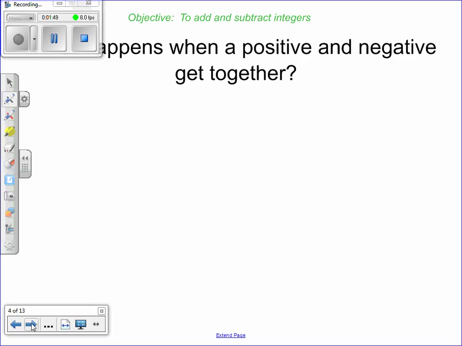Okay, what happens when a positive and negative get together? Just a quick review, all right? If we're combining one positive with one negative, put a positive and a negative in a box. Open up the box a second later, what's in there? Absolutely nothing. Okay? Combining one positive and one negative make 0.